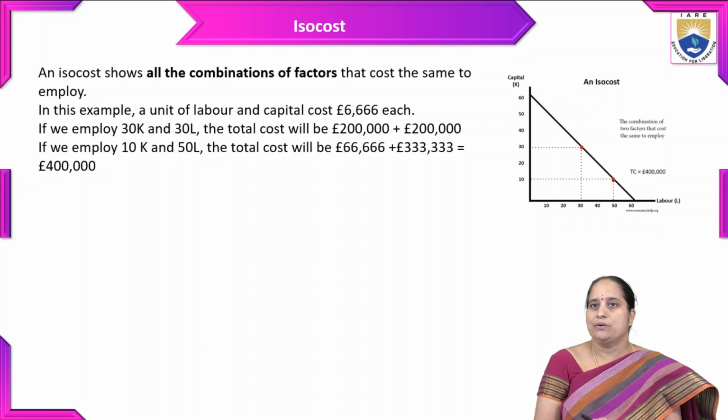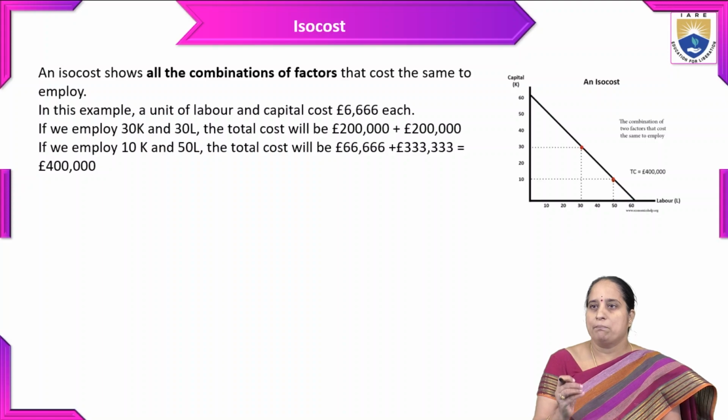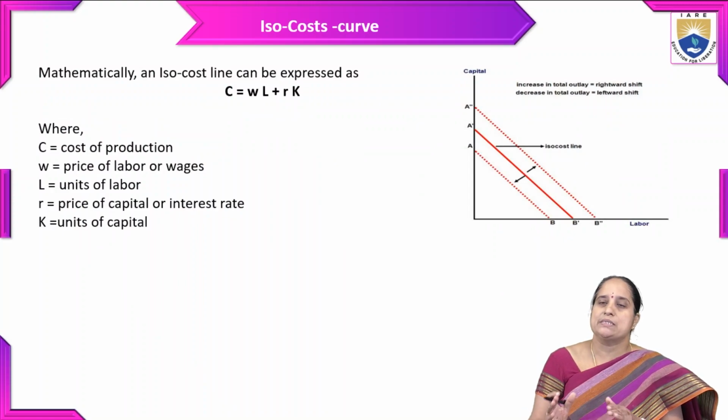So in this example, if you see a unit of labor and capital, it costs 6,666 pounds each. If we employ 30 capital and 30 labor, the total cost will be 400,000 pounds. If we employ 10 K and 50 L, the total cost will be the same. So whatever may be the combination, the total cost should remain the same. So that is known as isocost.